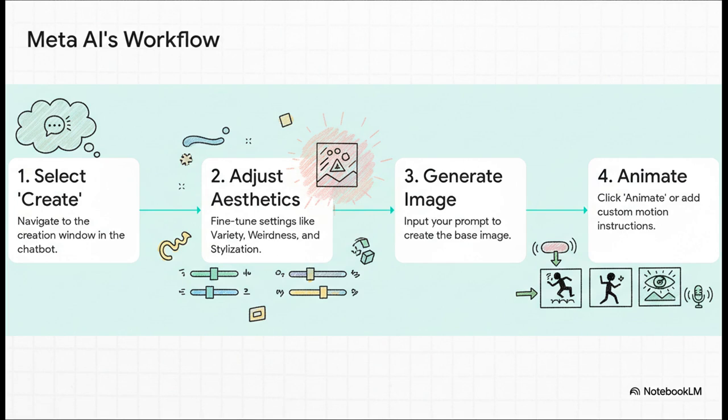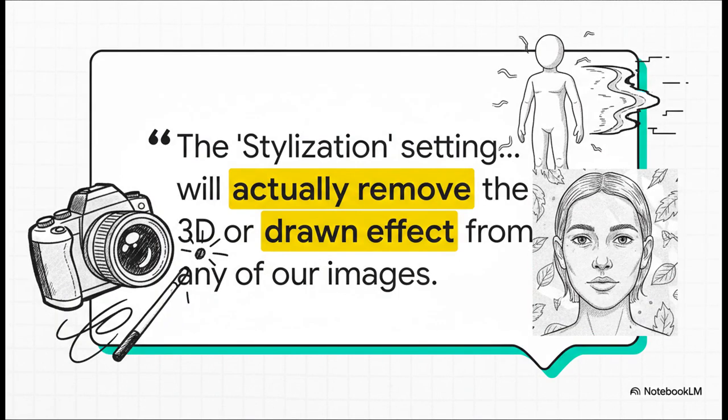You start by generating an image, but, and this is the key difference, you get these little aesthetic sliders. You can actually control things like variety and weirdness, which gives you a level of control that the other free tools just don't have. Once you've got your image, you can just hit the animate button or give it specific instructions on how to move. And that right there is why Meta AI takes the crown.